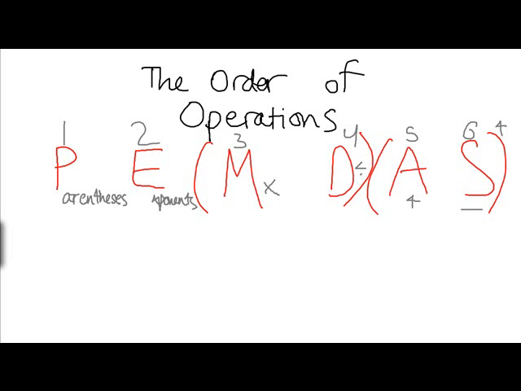Let's say I have the problem. Oh yeah, I forgot to explain one thing. The reason why I put parentheses around multiplication and division, and addition and subtraction, is because multiplication and division are at the same level. If you find multiplication and division and you don't know which one to do next, just go from left to right. Same with addition and subtraction.